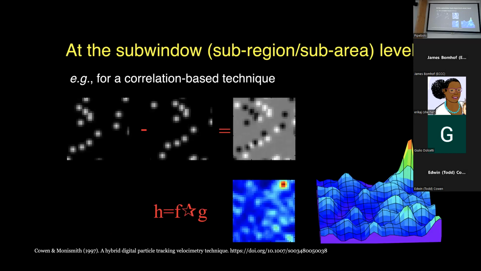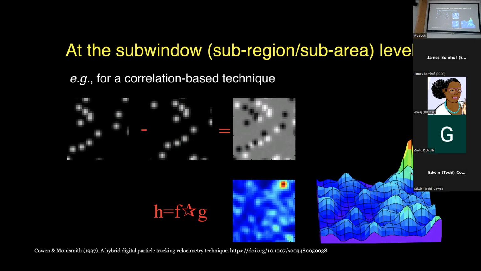And so then the question is, what do I use? If I look at the sub-window level or the sub-region or sub-area window, we all have our own names for what we call these interrogation regions. I can extract that displacement, for instance, using a cross correlation. So here in the 2D plane, here in the 3D plane, showing cross correlation. The nice thing about cross correlation of particles is it leads to these very narrow correlation peaks, from which we can now extract an integer displacement.